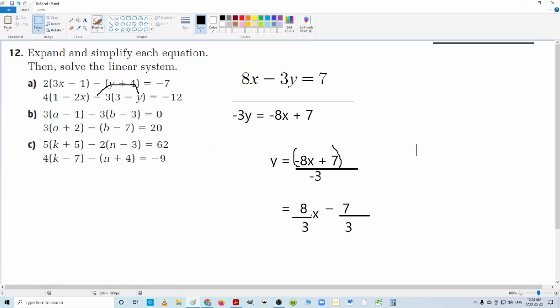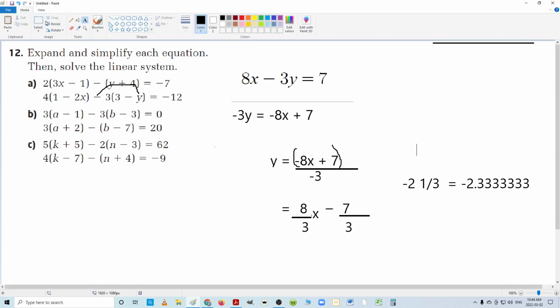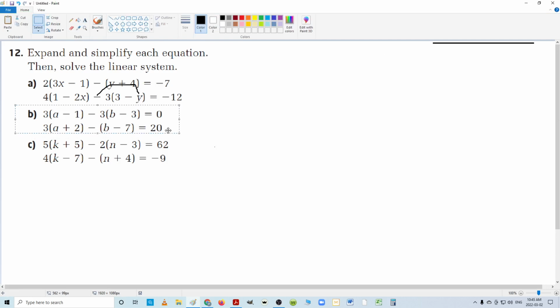And that's the slope we have. And by the way, negative 7/3 is the intercept, which is the same as negative 2 and a third, which is the same as negative 2.33333333. So get good at that as well. I'm going to do the other ones, but you should pause and see if you can do them yourself.